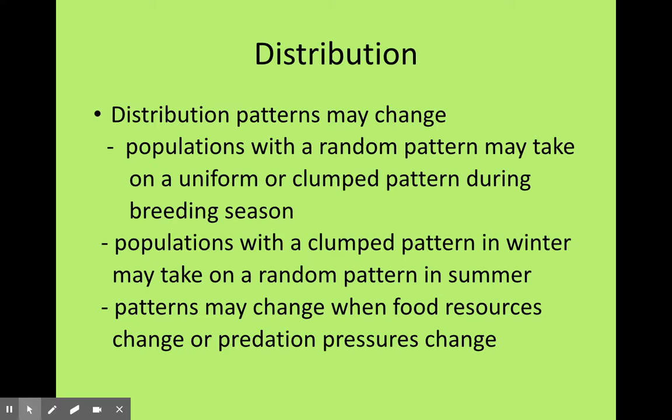Now, distribution patterns can change. A population with a random pattern may take on a uniform or clumped pattern during breeding season, or populations with a clumped pattern in winter may take on a more random pattern in summer. These patterns can change when food resources change or maybe different predation pressures change.